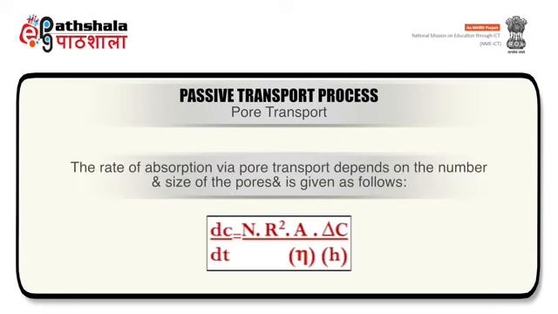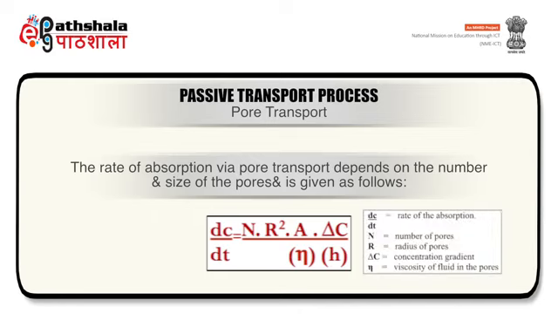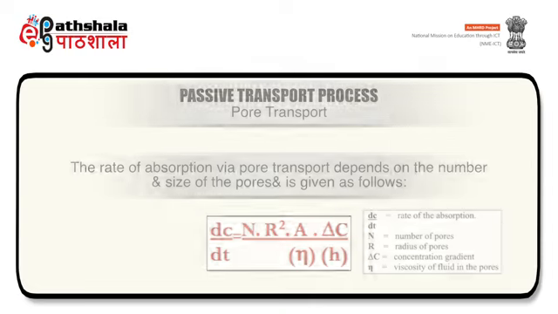The rate of absorption via pore transport depends upon the number and size of pores, and the equation is shown on screen, where dC/dt equals the rate of absorption, n equals the number of pores, r equals the radius of pores, delta C equals the concentration gradient, and eta equals the viscosity of fluid in the pores.